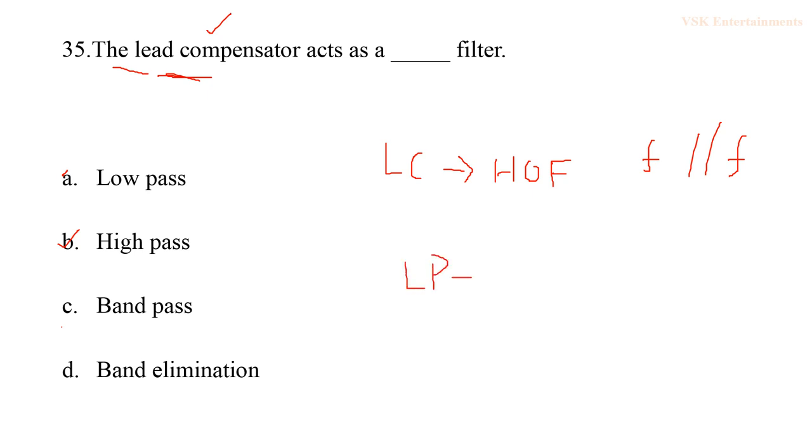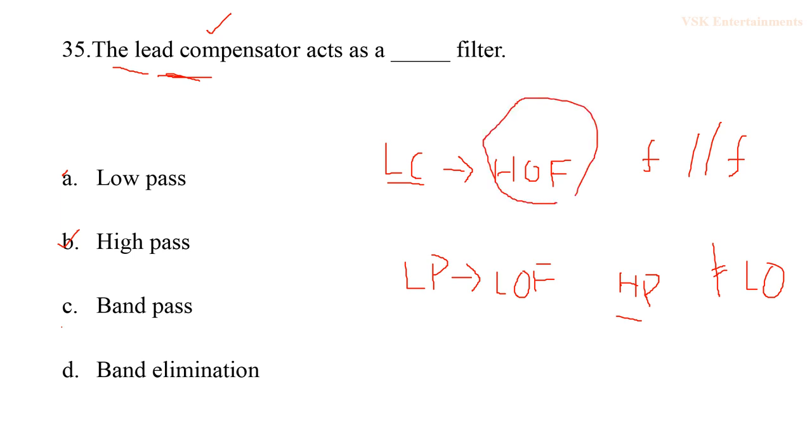If we consider low pass filter, which allows the lower order harmonics by eliminating the higher order harmonics, and if we consider high pass filter, it allows the higher order harmonics by eliminating the lower order frequencies. Here the properties of lead compensator and high pass filter both are same, which allows the higher order frequencies by eliminating the lower order frequencies. So here lead compensator acts as a high pass filter. That is, option B is the correct answer for this bit.